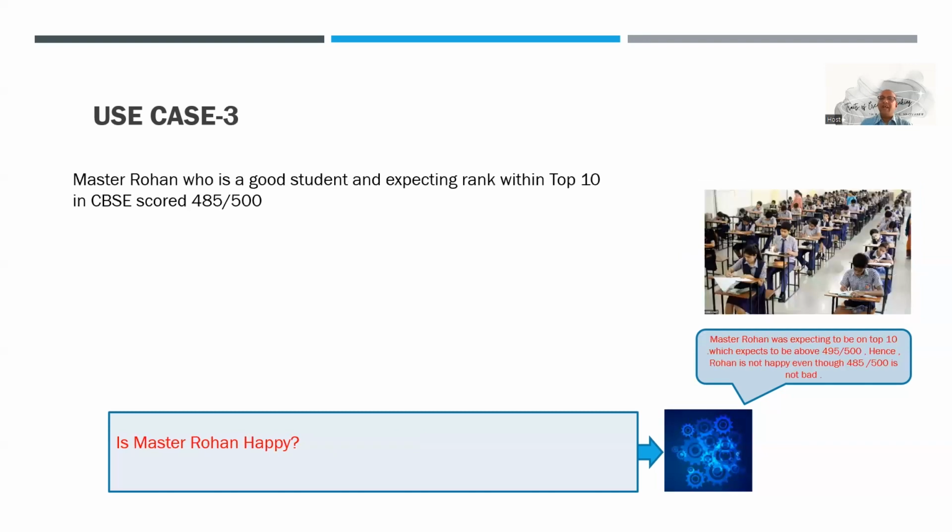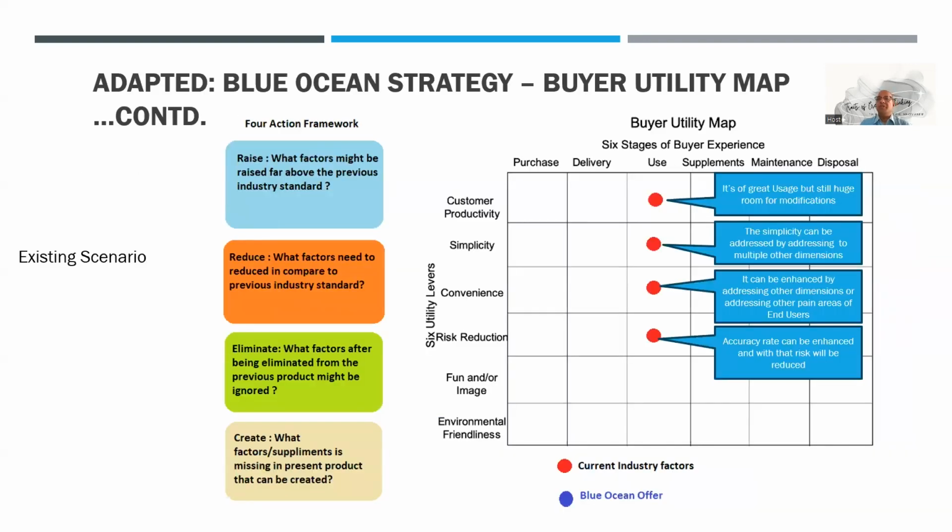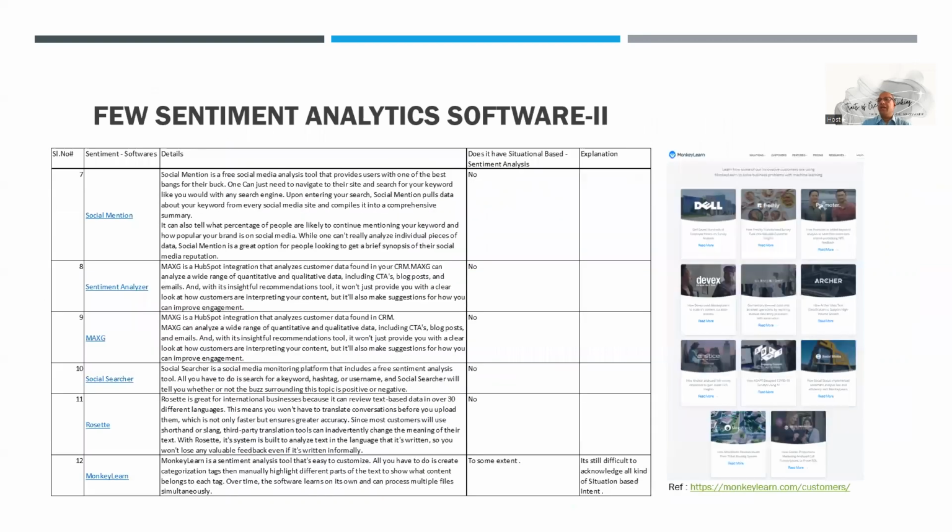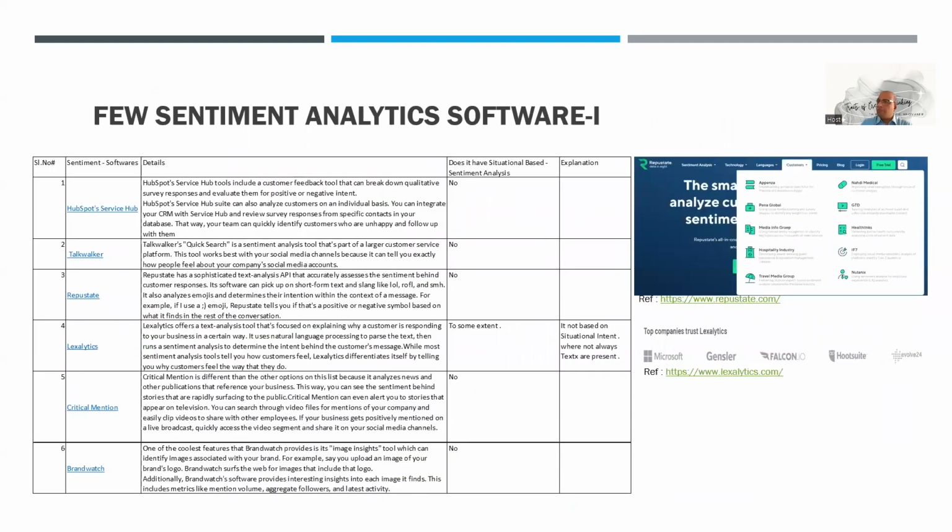Now, we tried serving that one as following the Blue Ocean strategy, buyer utility map. We tried to survey who else in the market is providing the same kind of algorithm or software. We surveyed many giants, many leaders. Few of them have been appreciated by big leaders like Microsoft, Gensler, and many others like Lexalytics, which has been appreciated by many. Just now what I said, Gensler and Microsoft are using that particular software.